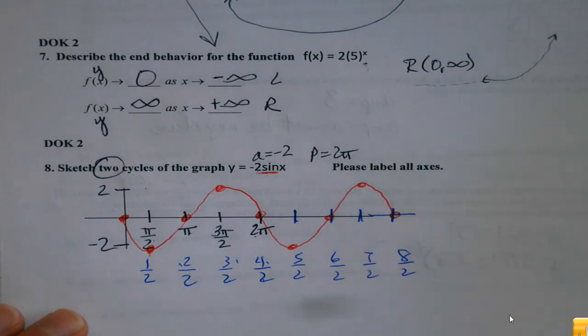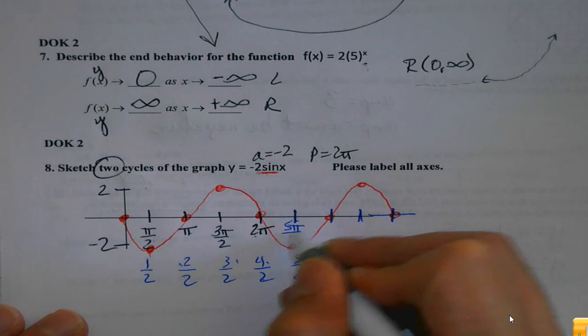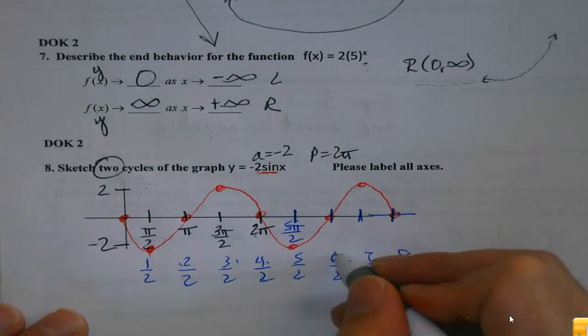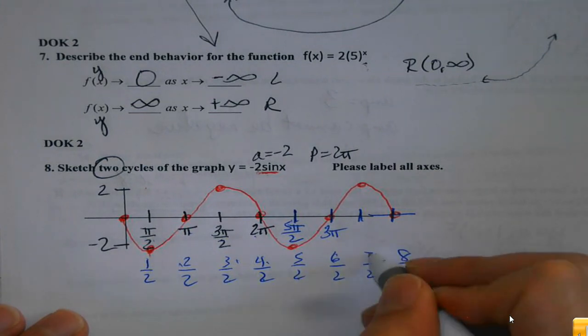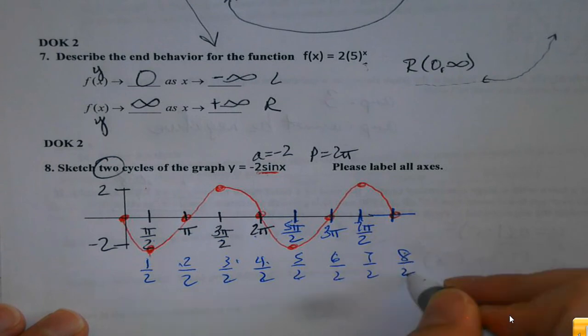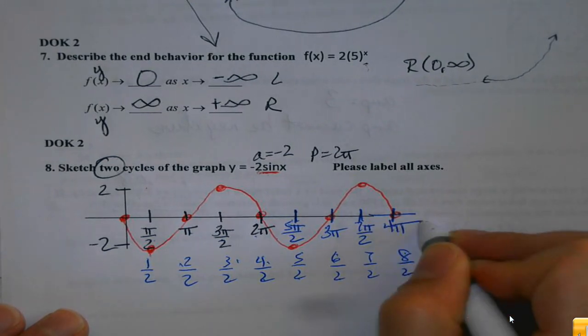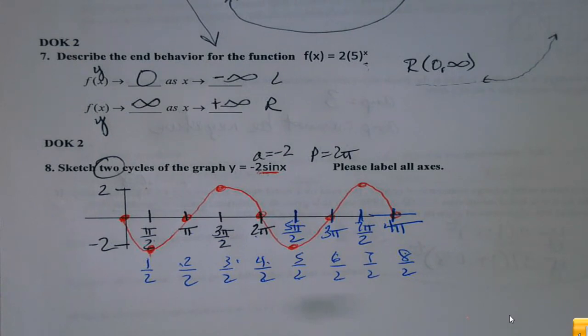Now I just got to get the pi's back in. Does 5 over 2 reduce? No. 5 pi over 2. Does 6 over 2 reduce? Yeah, 3. 3 pi. 7 over 2 reduce? Nope. 8 over 2? Yep, 4 pi. And it just doubles up, which makes sense.